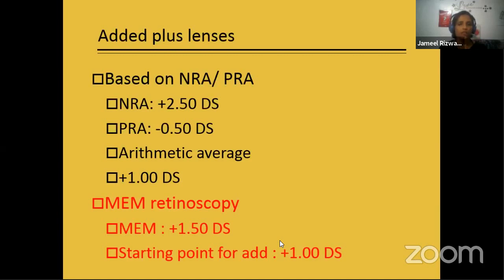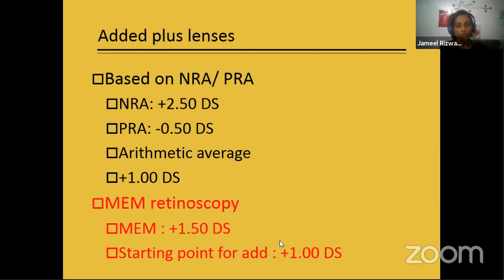Now PRA is just the reverse, where you start putting in minus lenses, and then you take an arithmetic average of the 2. So in this child, the child says plus 2.5. Until you add plus 2.5, the child is seeing the near target clearly. Whereas when you put minus lenses, even with half a diopter of minus 0.5, the patient says it's completely blurred. So you take an average of these 2. So 2.5 minus 0.5 is 2, divided by 2 is basically 1. So plus 1 is something that you need to really consider as the minimum addition, or at least as the starting point.